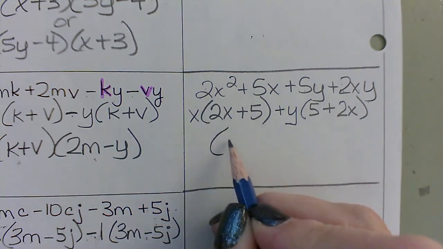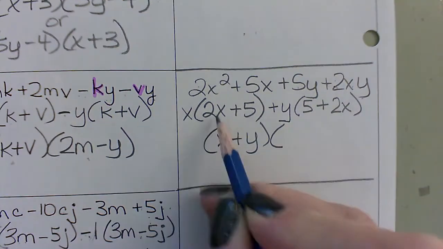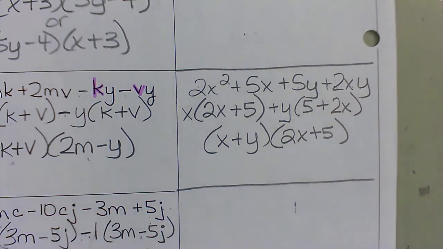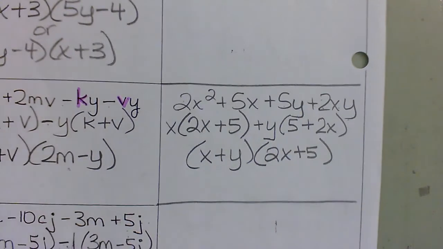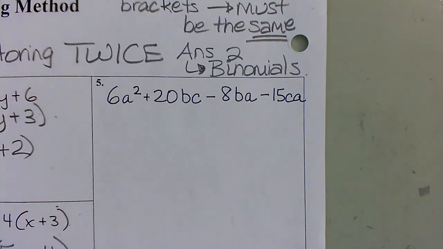So one of my binomials is an x plus y. My other binomial, I'm going to choose this guy here because he's in the proper order. Okay? All right, let's go up to 5.